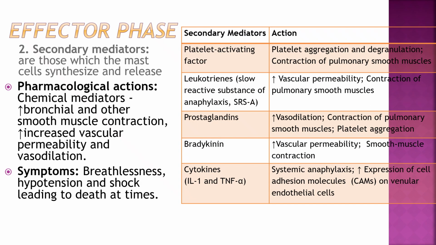Secondary mediators are those which the mast cells synthesize and then release. Their pharmacological actions increase bronchial and other smooth muscle contraction, vascular permeability, and vasodilation. The symptoms are breathlessness, hypotension, and shock, leading to death at times. Examples are platelet activating factor, leukotrienes, that is slow reacting substance of anaphylaxis, prostaglandins, bradykinin, and cytokines such as interleukin-1 and tumor necrosis factor alpha. They cause systemic anaphylaxis and increase expression of cell adhesion molecules on venular endothelial cells.